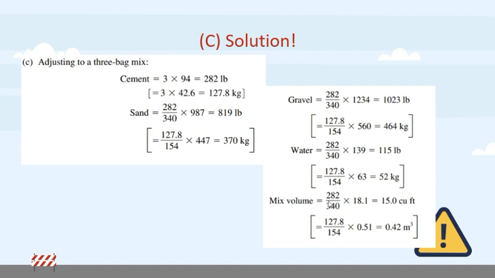And lastly, for the mixed volume, if you remember, our answer in letter A is 18.1 cubic feet. By multiplying it by the ratio of 3 bags of cement to the cement in the mix, we'll get 15.0 cubic feet. So that would be the final answer.